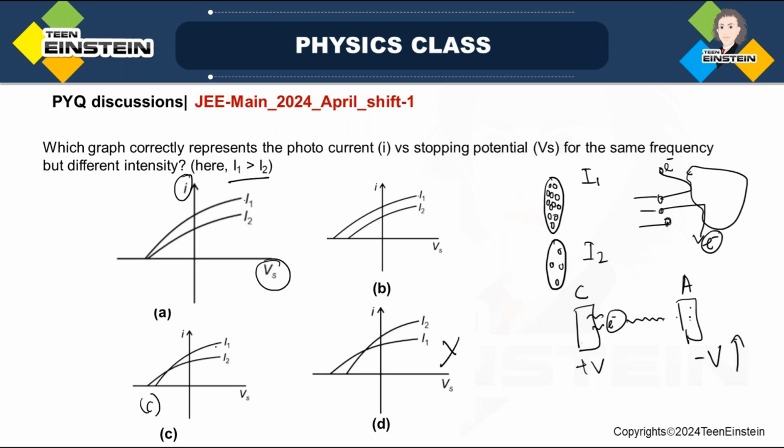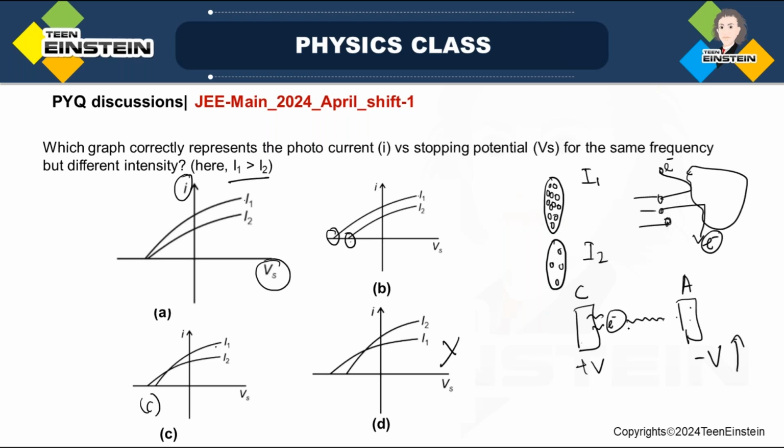So gradually, the number of electrons reaching the anode will be decreasing. Look, if I increase the voltage in the reverse direction, gradually the current is decreasing. But whether they will have the same negative potential to make the current zero with the same frequency but different intensity.